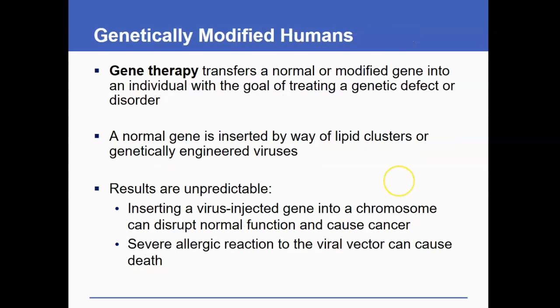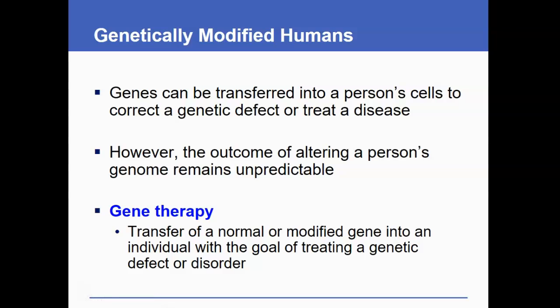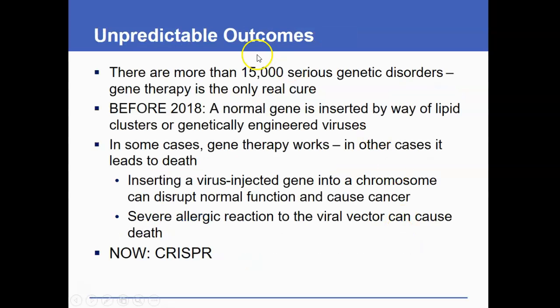So lastly, sort of at the 1,000-foot level, we can talk overall about gene therapy. Gene therapy transfers a normal or a modified gene into an individual with the goal of treating a defect or a disorder. Previously, there had been many issues with this, and I'm going to go through 2 examples and think about the history. We used to have to do this using viruses in order to infect. Again, now, as we've been learning, CRISPR is fundamentally changing how we can do these things, which is critical because we used to have really unpredictable outcomes.